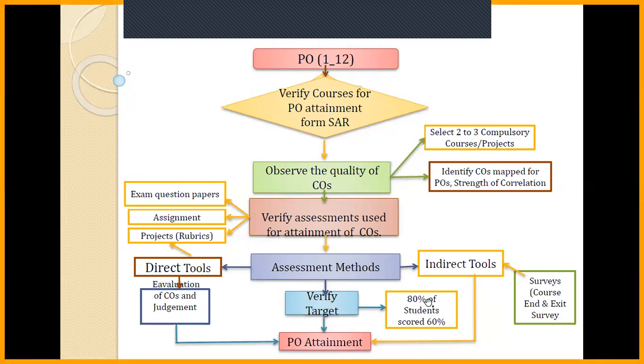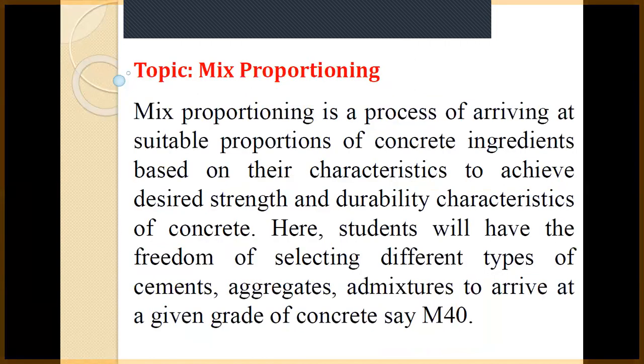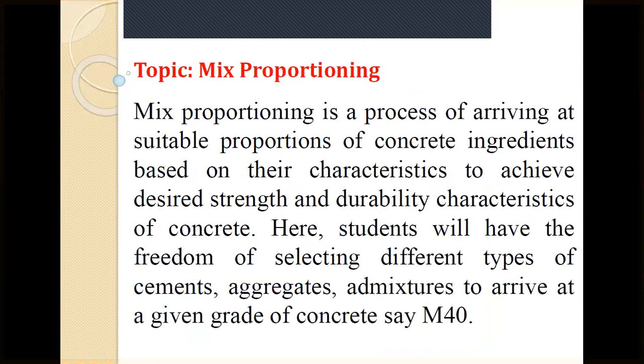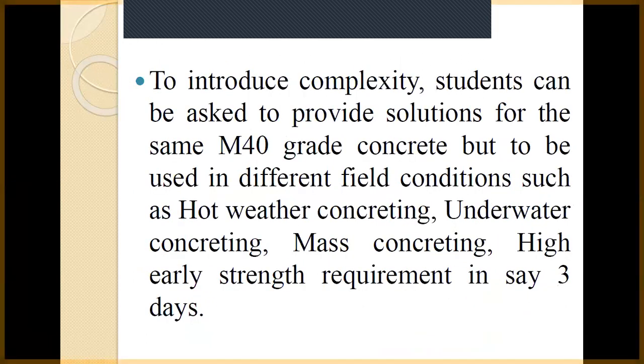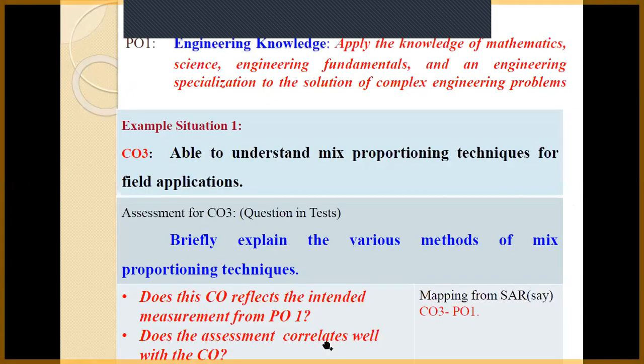And if 80% of the students score 60%, then that can be considered as a target. Then the same will be sent for the PO attainment process. So this data will be sent for the PO attainment process. After CO attainment, they'll go with the PO attainment process. This is the topic they're talking about here. Anyhow, we are going to work in much more detail tomorrow.